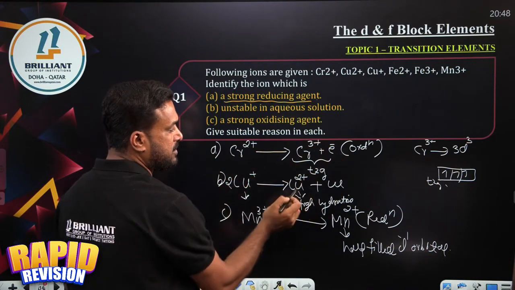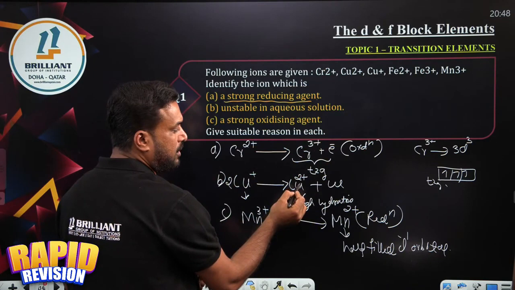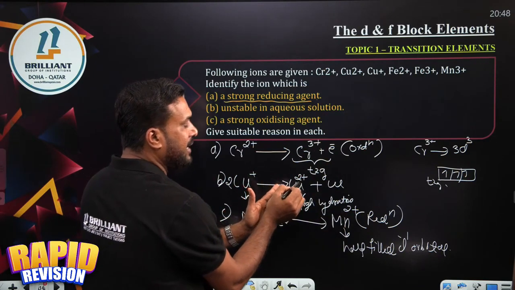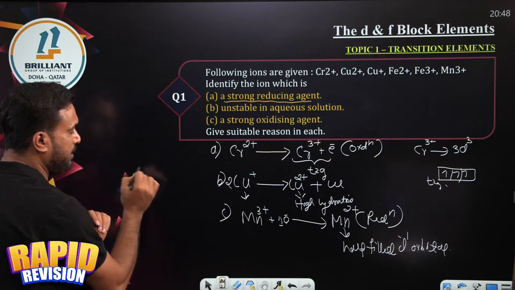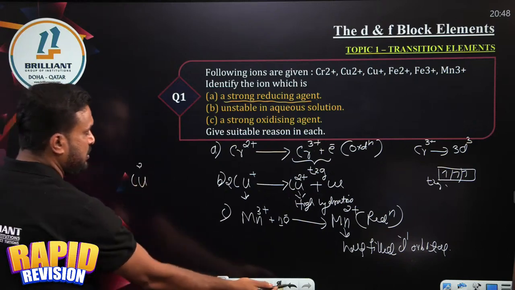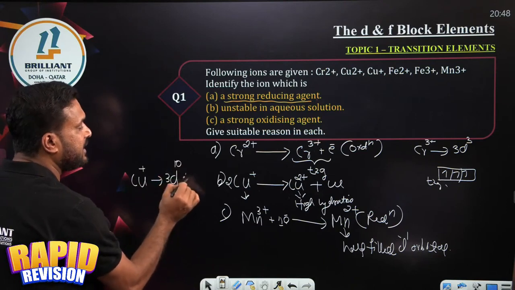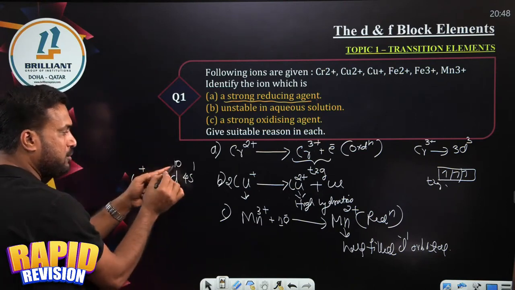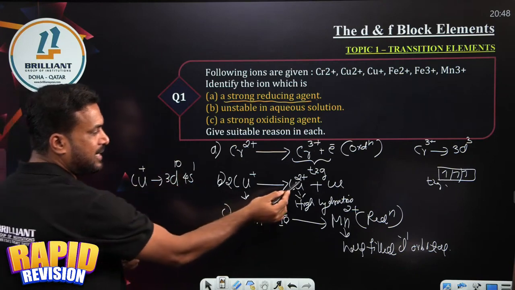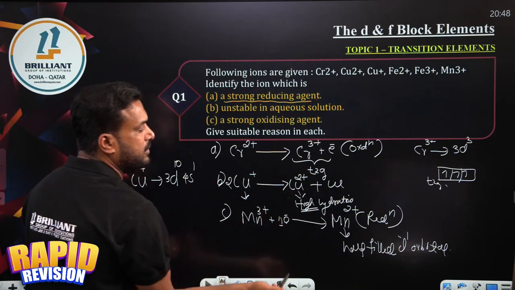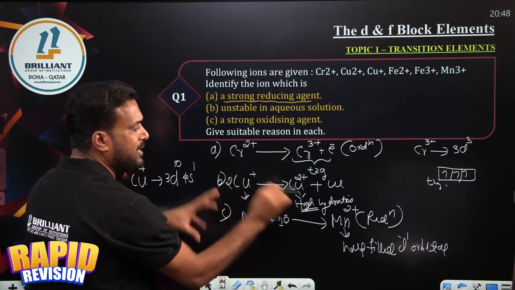No need to go for any concept. Cu2+ means there is high hydration enthalpy which can compensate the second ionization enthalpy. You know that one. Cu electronic configuration is what? Cu+ electronic configuration is what? 3d10 4s1. One more electron has to be removed from this, that is the second ionization enthalpy. That can be compensated by high hydration enthalpy.